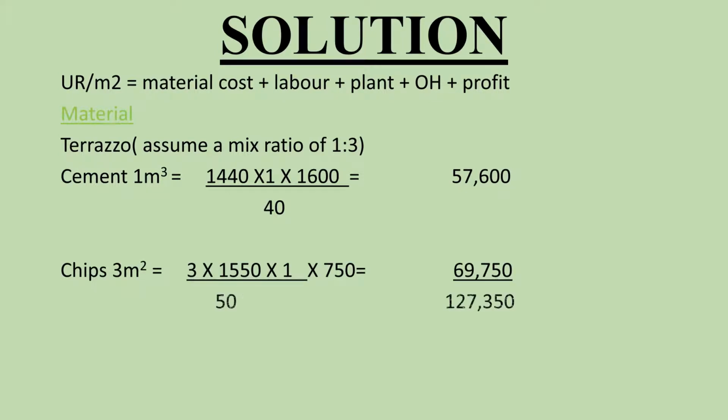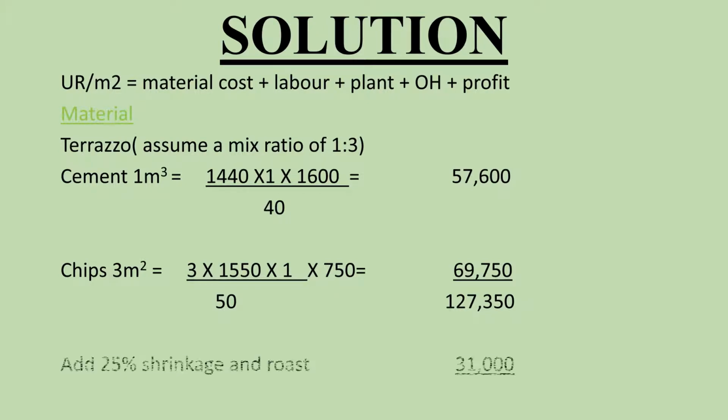For the chips, there are 3 volumes, so we shall take density times volume. Density there is 1550 times 3 volumes. We divide by 50. You see in the question we are told the density of the terrazzo chips is 1550 kilograms per meter cubic, and the cost of terrazzo chips is 750 shillings per 50 kilogram bag. So we shall get the number of bags of the chips. It shall be 3 volumes times 1550 density. We get the mass. Then we divide by 50 to get the number of bags, because each bag is 50 kg. Then we multiply by the cost per bag, 750. We get the total cost for the 3 volumes as 69,750.